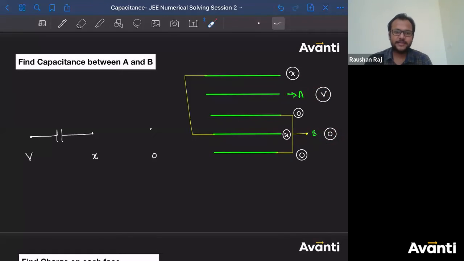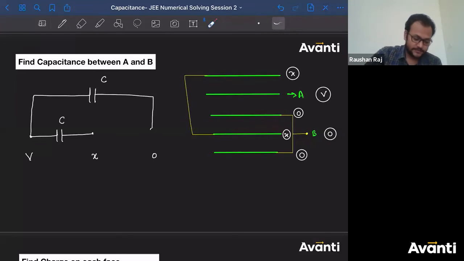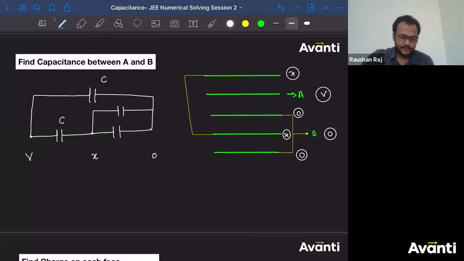Because you can consider any kind of battery of any voltage, right? So I am considering a battery has been connected of potential difference V. How does it matter? Okay, देखो, the second one is in between V and 0. So this is C. The third one, 0 and X. Fourth one, X and 0 again. All right. So this is C. This is C.